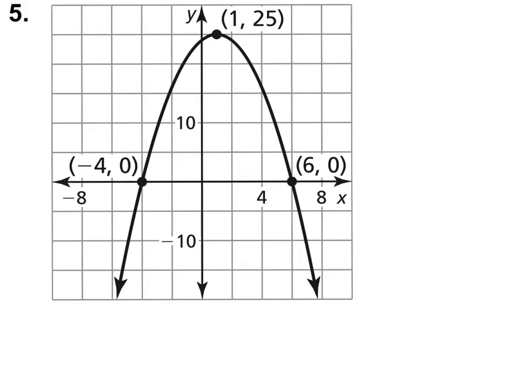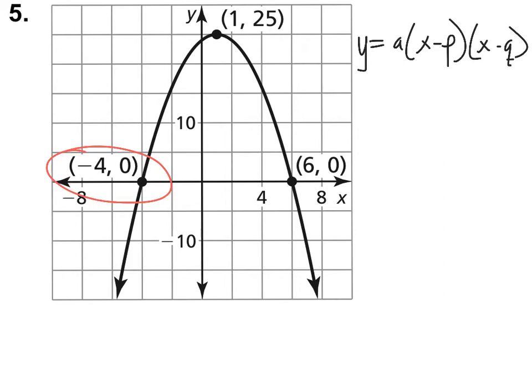Problem 5 tells us that we have to write the equation in intercept form. So we need to recall what that is. So y equals a times the quantity (x minus p) times the quantity (x minus q), where p and q are the 2 points that lie on the x-axis, the x values of those points. So we can tell right away that we have a p value over here and we have a q value over there, and we have another point on our graph right up here.